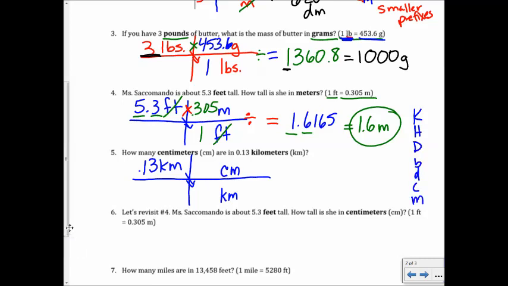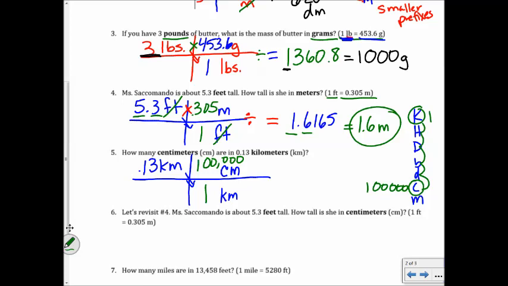So we have kilo all the way up here, and we have centi down here. Who's larger, kilo or centi? Kilo gets the 1. Now we're going to go 1, 2, 3, 4, 5. So this is a 1 with 5 zeros. We're multiplying 10 times 10 times 10 times 10 times 10, 5 times. So, 1 kilometer equals 100,000 centimeters. Everybody see that?